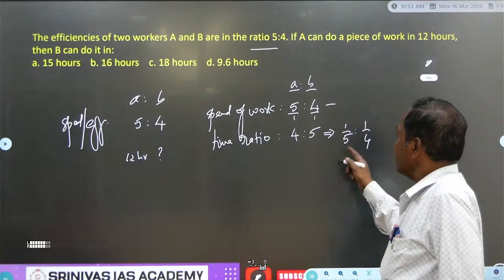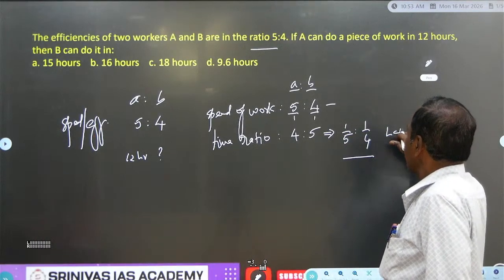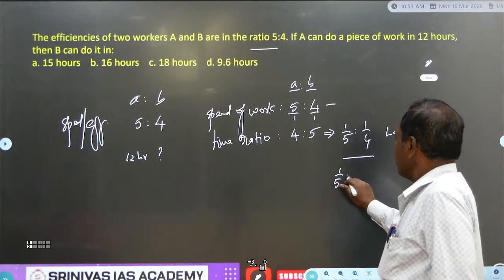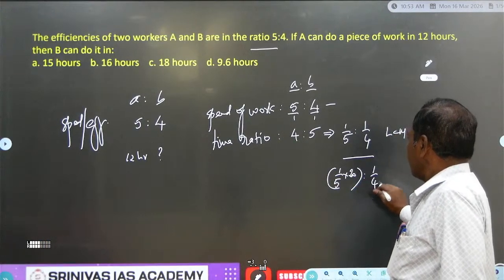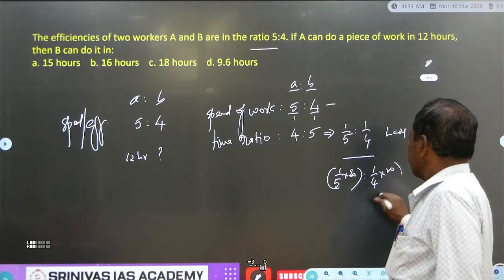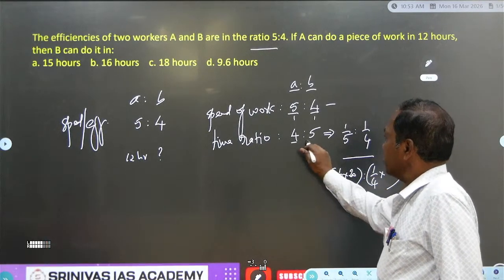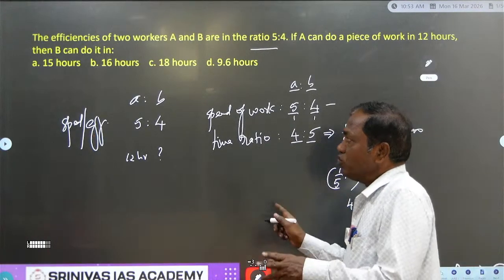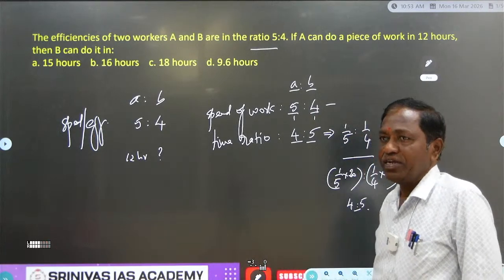1/5 : 1/4. You can convert it to natural numbers. So what is the LCM? LCM is 20. 1/5 multiplied by LCM, and 1/4 multiplied by LCM. This is the 4 and this is the 5. These are the time ratios. Just like that. If there are only 2 things, you convert straight away. If more than 2, then you have to go to the LCM.